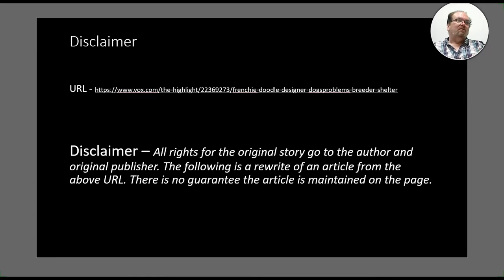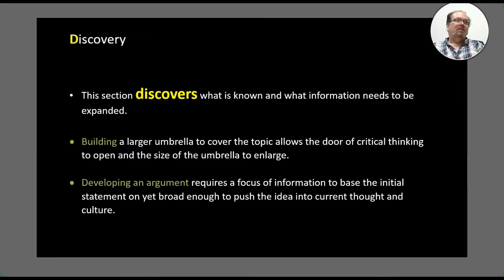So just a disclaimer. Discovery is, in this section, there are 3 Ds in this project. There's the discovery, discussion, and debate. And so discovery is about what you know and what information you need to know in order to make an argument or make a debate or have a discussion.